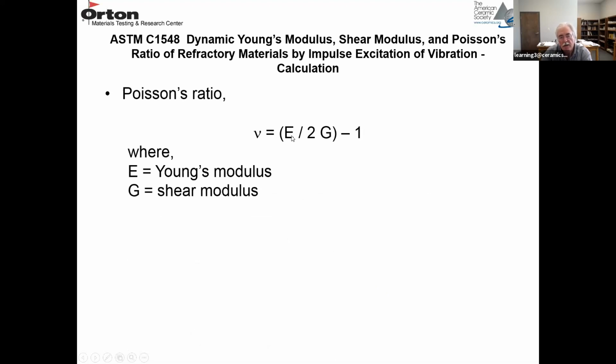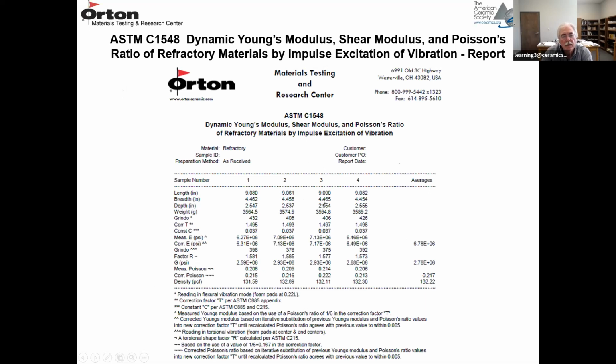So if you calculate E and calculate G, we have this relationship. We know two bulk elastic properties, so we can calculate Poisson's ratio. So we now have exact values for each one of these. And this is what a typical report would look like.